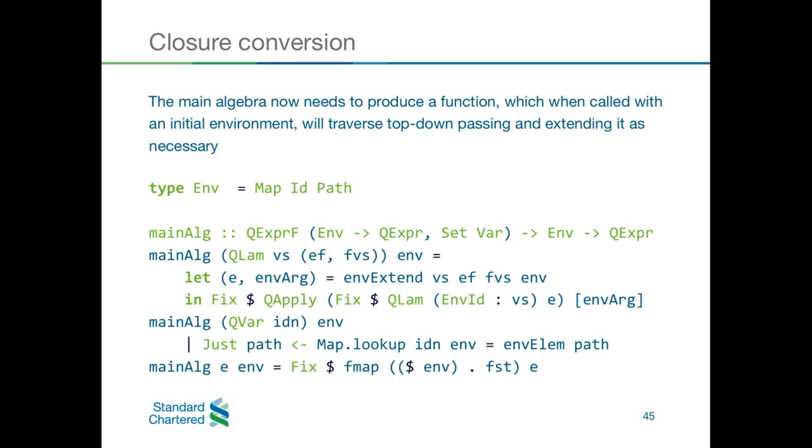And you can see here where we build Lambda, there is a single env-ID, environment ID, added to the argument list, and to index into that environment.